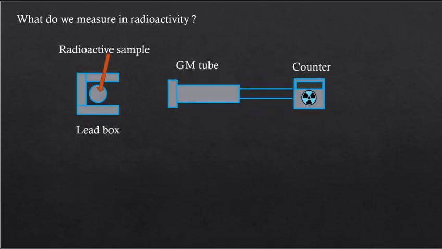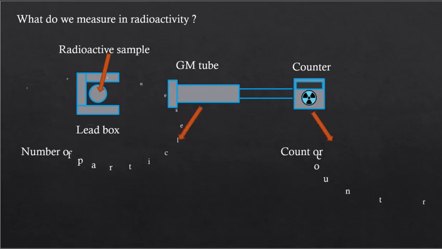So what do we measure in radioactivity? Here is a typical setup doing measurement in radioactivity. We have a sample. The sample is enclosed in a lead box with only one opening. The lead box is present to prevent the room from being contaminated with ionizing radiation. The apparatus that we are going to use is a GM tube in order to detect the radiation, and the GM tube is connected to what we call a counter.